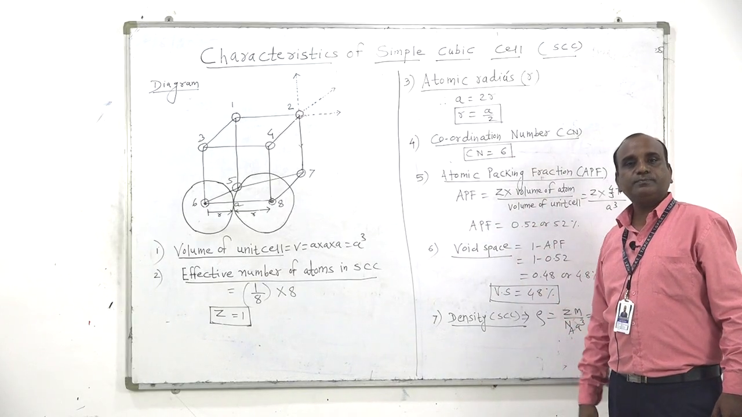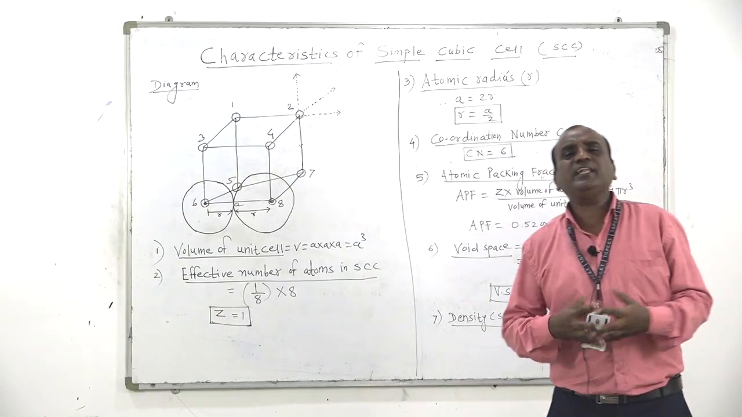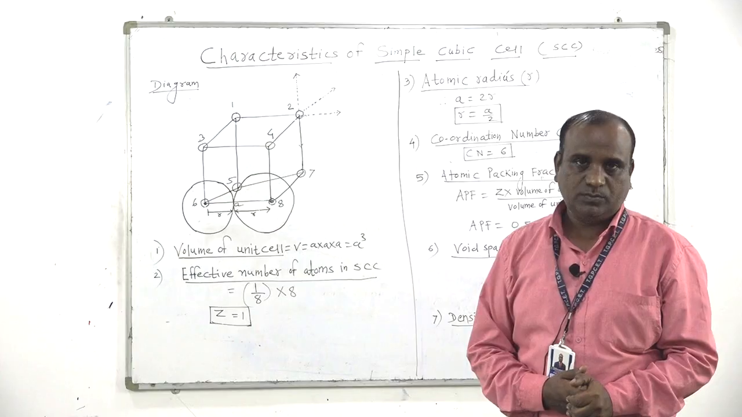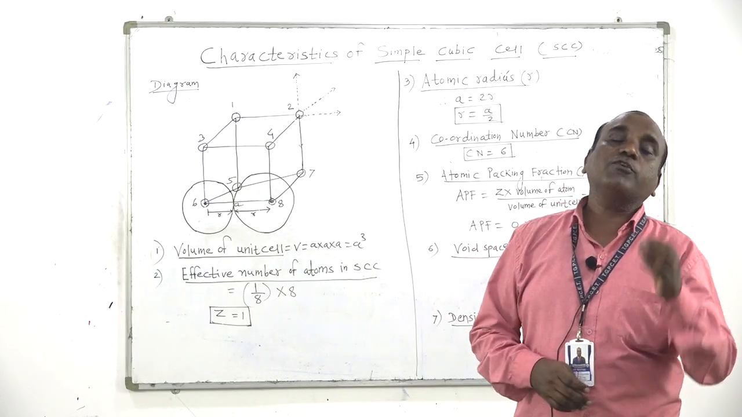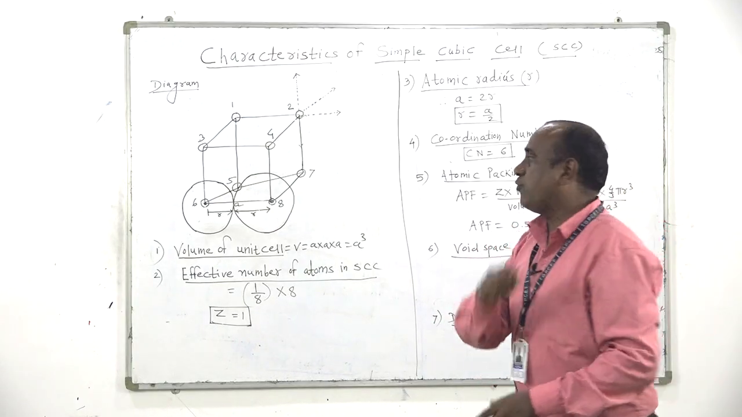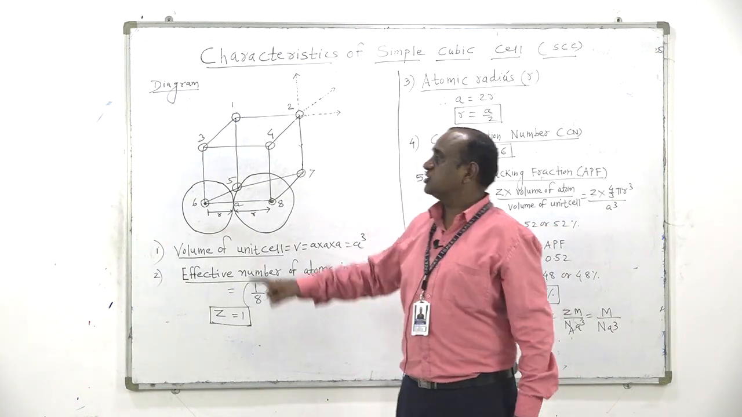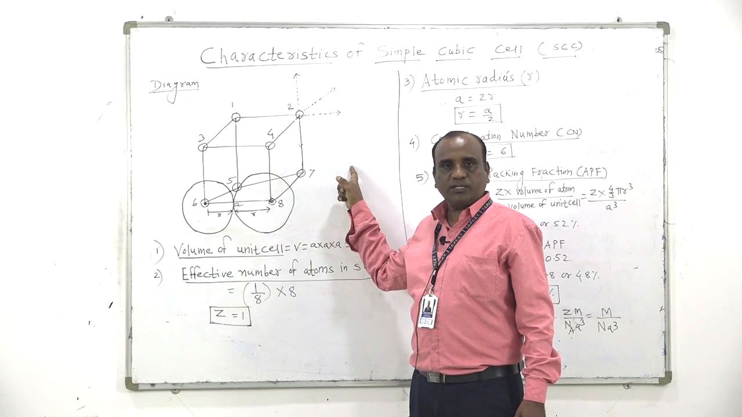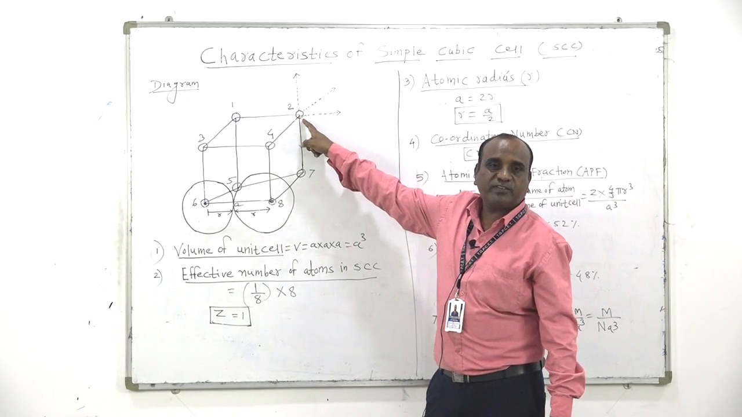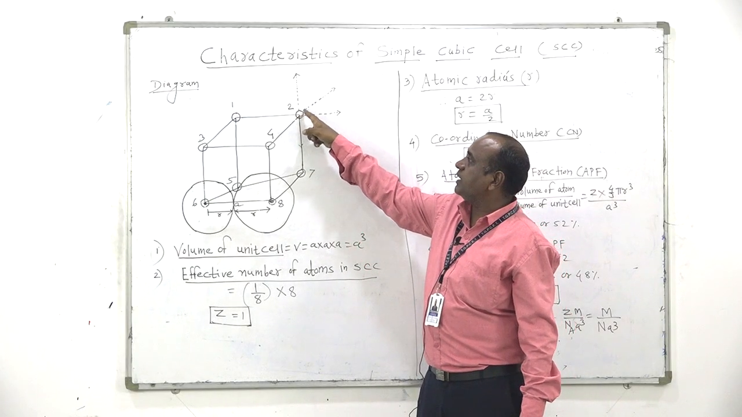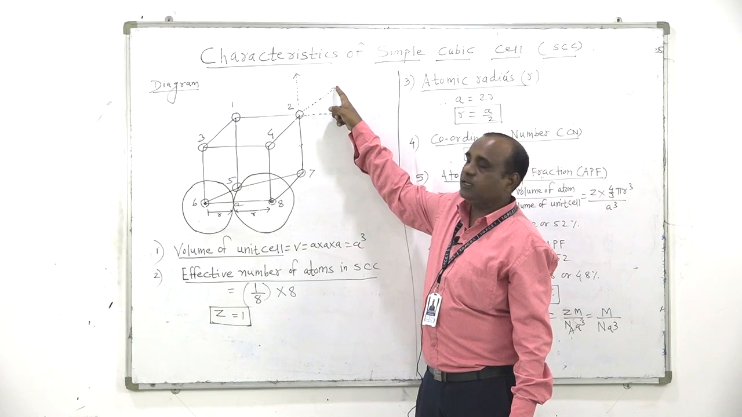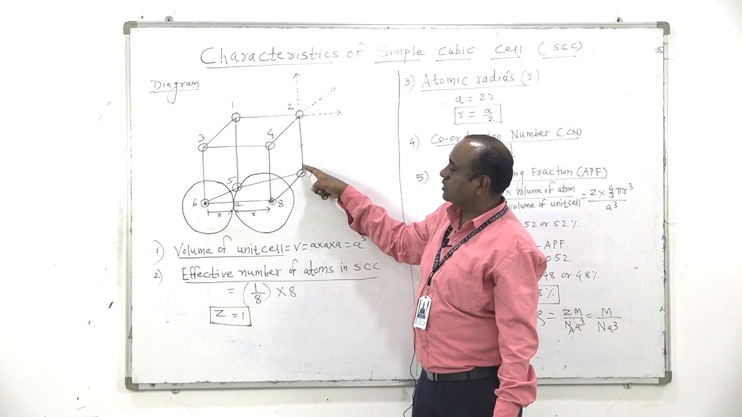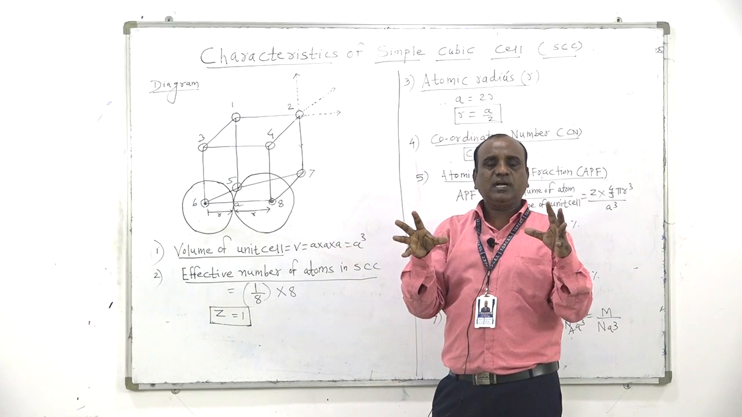Similarly, coordination number. Students, coordination number means the total number of atoms which are at equal distance from that specific atom. For this, you have to imagine, suppose this unit cell is connected to another unit cell. So what happens? This is the specific atom. Another atom will connect here, another atom will also connect here, another here, and this atom will also be connected here. So all the atoms are connected.